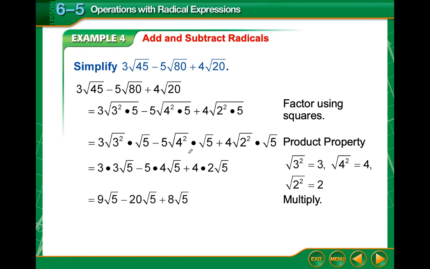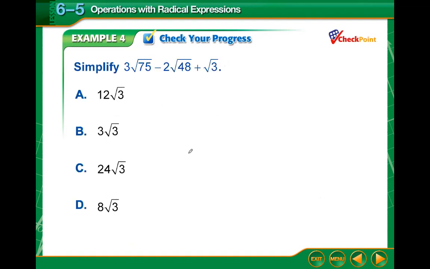And now that they all have the same radical, you can think of a radical the same as a variable. They have to have the same radical with the same radicand for me to add or subtract them. And when we do this, we get negative 3 square root of 5. All right, go ahead and try this one out. All right, you should get D, 8 square root of 3.